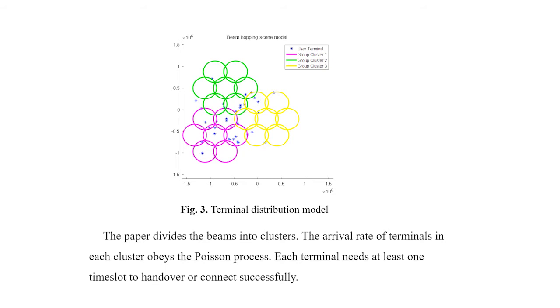In practice, the experience of handover failure is worse than waiting for a new connection request to access. So this paper sets the priority of handover requests higher than new connection requests. K time slots are reserved for initialization, and the reserved time slots are only allocated to the terminals that make handover requests. The remaining W minus K time slots are competed for by the handover calls and the new connection calls together.